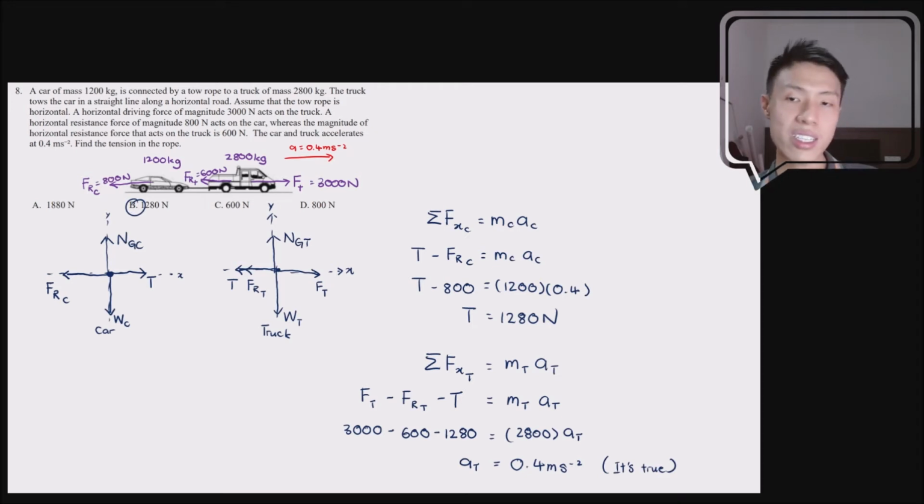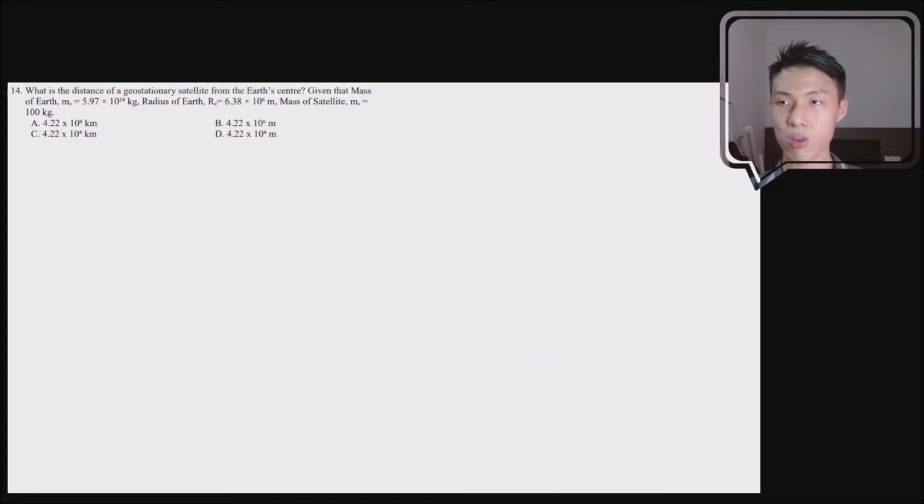Okay, there are many things that they can ask actually, but I think this is relatively simple compared to most of the multiple bodies questions. Usually when it involves multiple bodies, there's usually a simultaneous equation involved. But in this case, it's nothing simultaneous, it's just direct substitution. Okay, so this is question 8. Let's move on to the next question. Question 14.